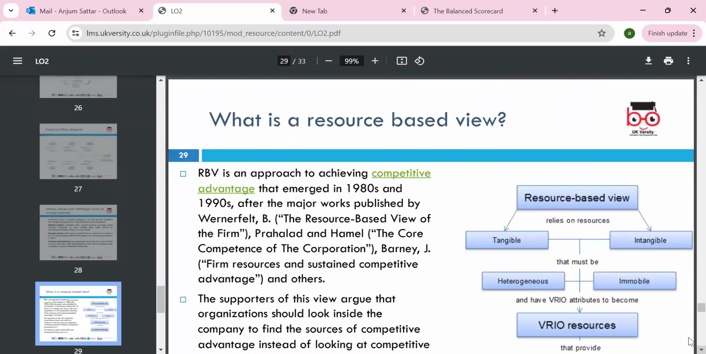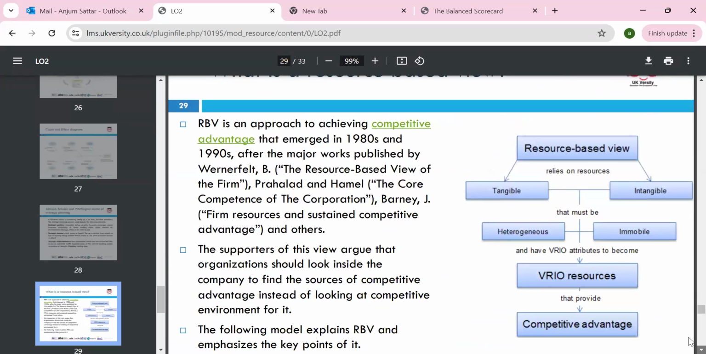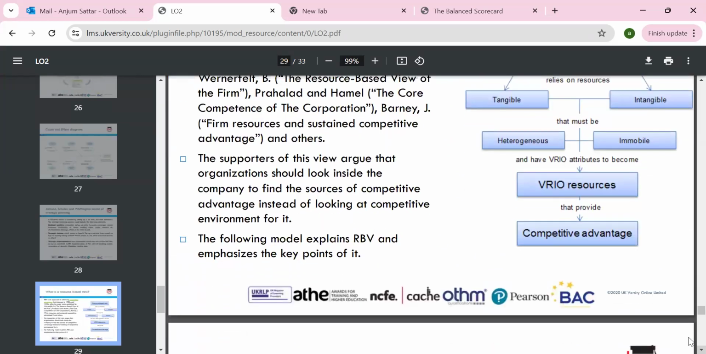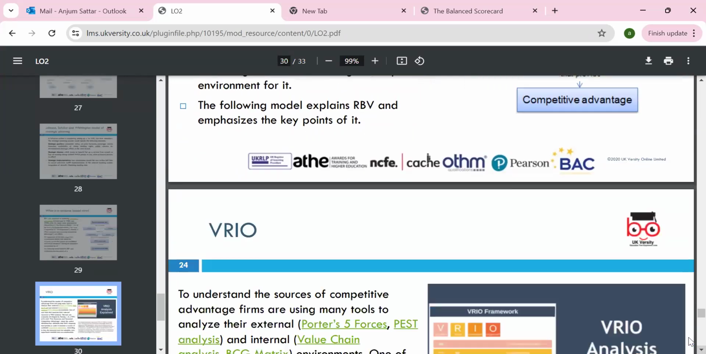Or what is the resource-based view? The resource-based view model looks at financial and non-financial resources, so tangible, intangible, heterogeneous, immobile. Another model is VRIO, which I'll go through, and I'll give you little mind maps and a poster for this. The VRIO model is value, rarity, inimitability, and organization, so we can look at how that brings competitive advantage, which we will focus on.